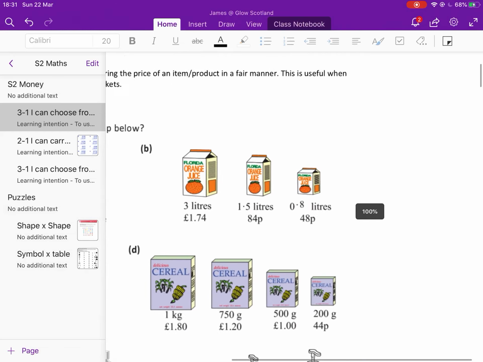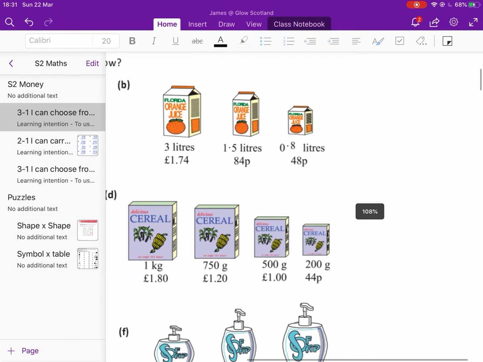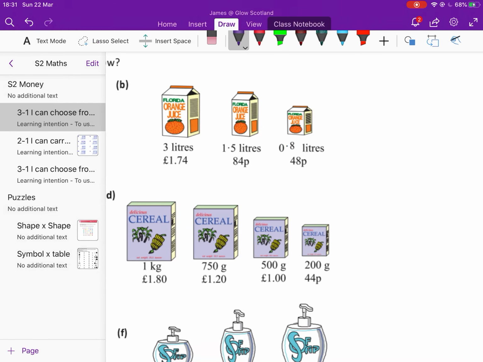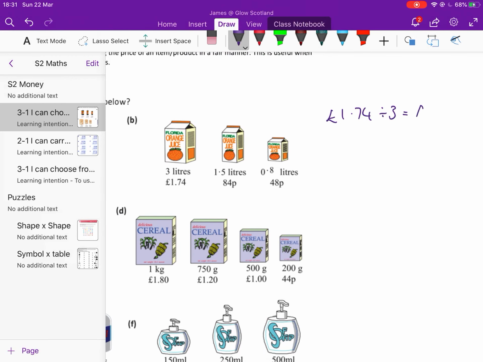I am going to work out the second question here as a bit of an example. What I'd like to do is see if we can get the cost of 1 litre of orange juice in each case. So the first one, I'm going to do £1.74 and I'm going to divide that by 3. That's going to give me the cost of 1 litre. So I can grab my calculator, work that out reasonably quickly. That's given me 58 pence.